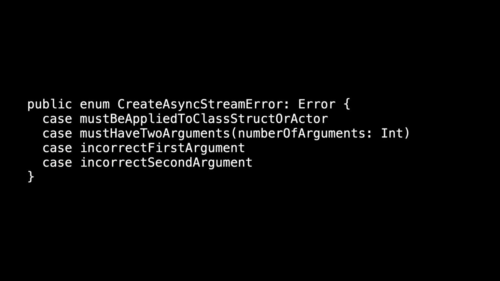And so we've accounted for the things that can go wrong with our macro. And we've also made the implementation a little nicer. If you'd like to see the code in full, check out the GitHub repository, dimsumthinking/createasyncstream.